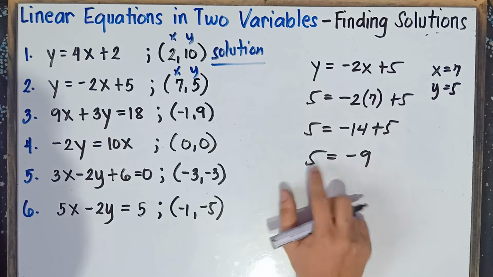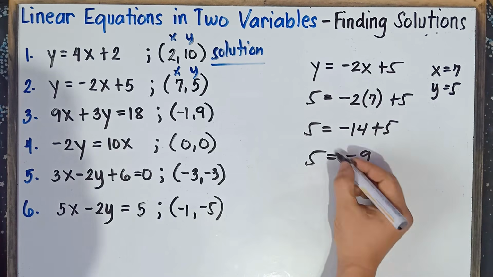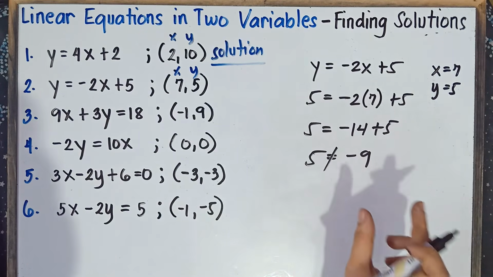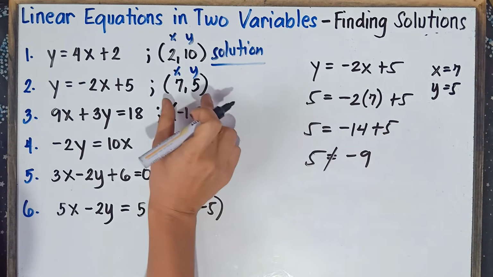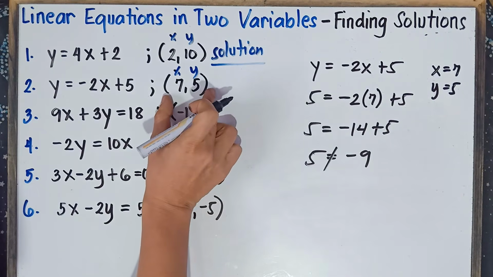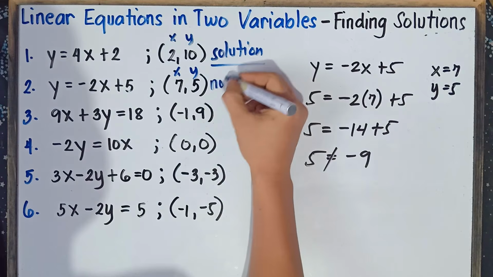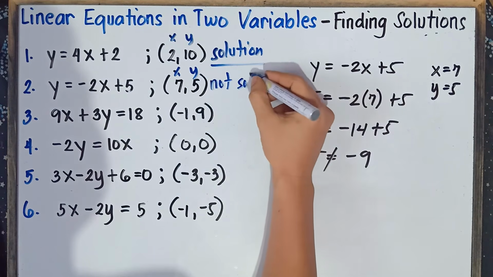Of course not. 5 is not equal to negative 9. Therefore, the left expression is not equal to the right. Therefore, class, this given ordered pair is not a solution in this given equation. So, therefore, our answer, that would be not solution.